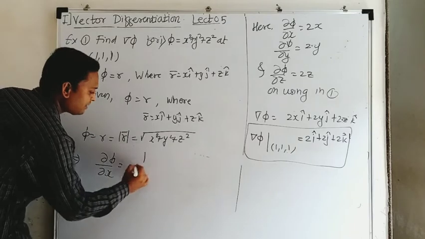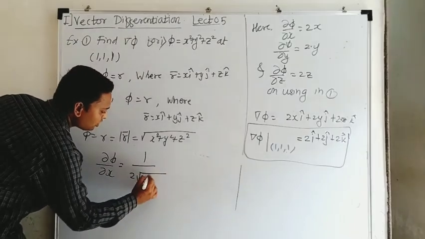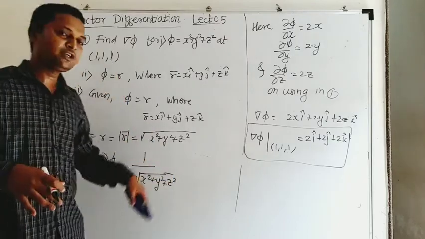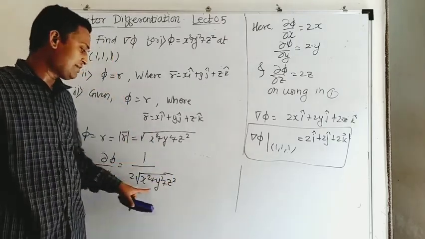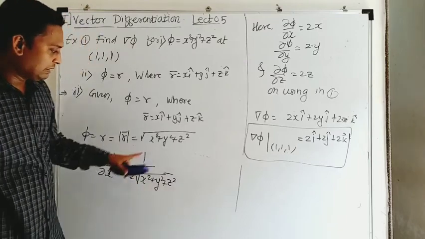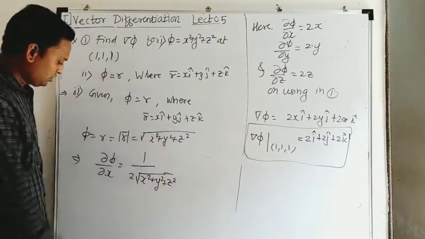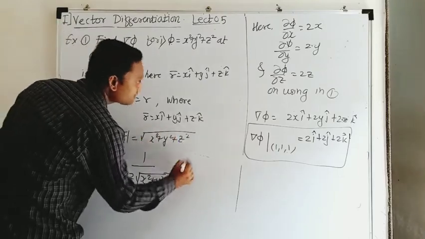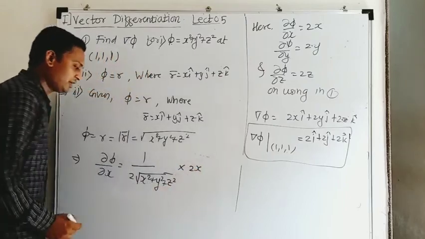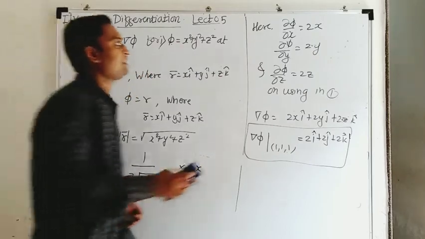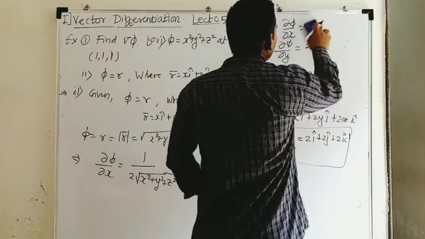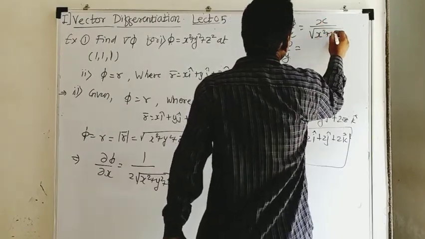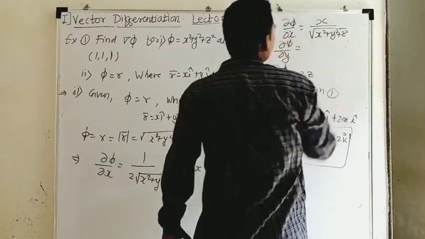The derivative of this is 1 by 2 times root of x square plus y square plus z square. Whenever we have a root function, first we write 1 by 2 times root of that function into the derivative of the quantity inside the root. So we are differentiating partially with respect to x. The derivative with respect to x of this quantity, we have determined already, is 2x. So del phi by del x will be equal to, 2 will get cancelled, x by square root of x square plus y square plus z square.